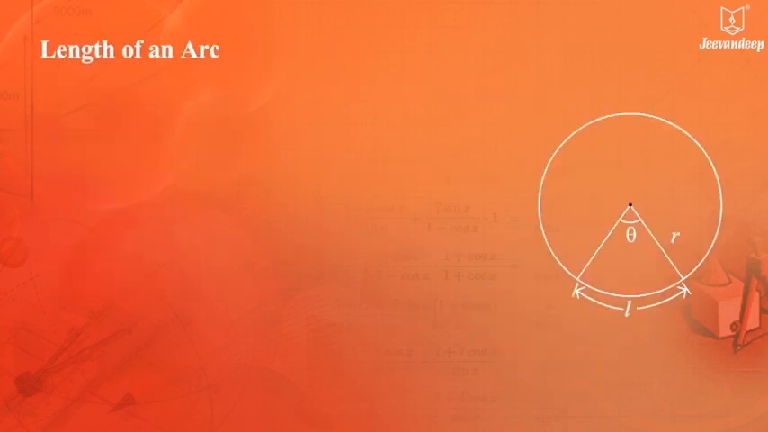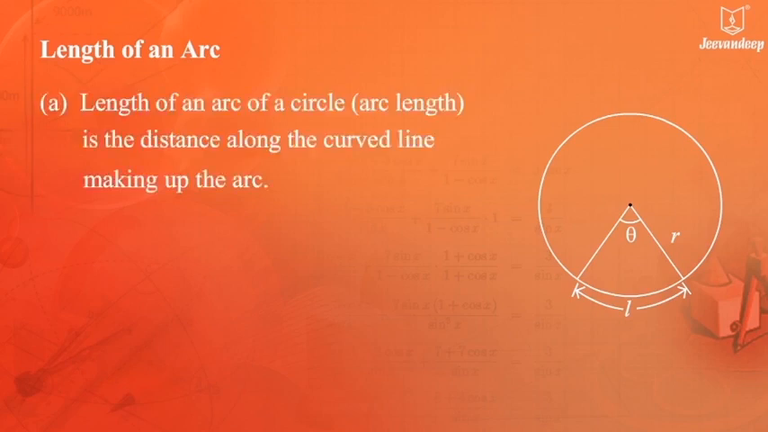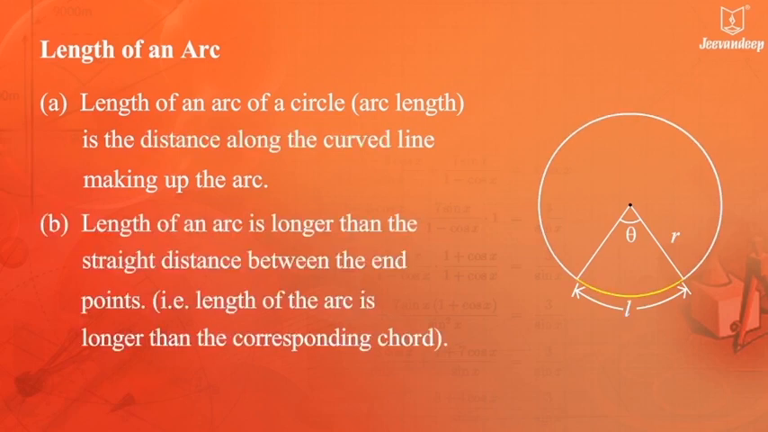1. Length of an arc. A. Length of an arc of a circle, that is, arc length is the distance along the curved line making up the arc. B. Length of an arc is longer than the straight distance between the endpoints. That is, length of the arc is longer than the corresponding chord.